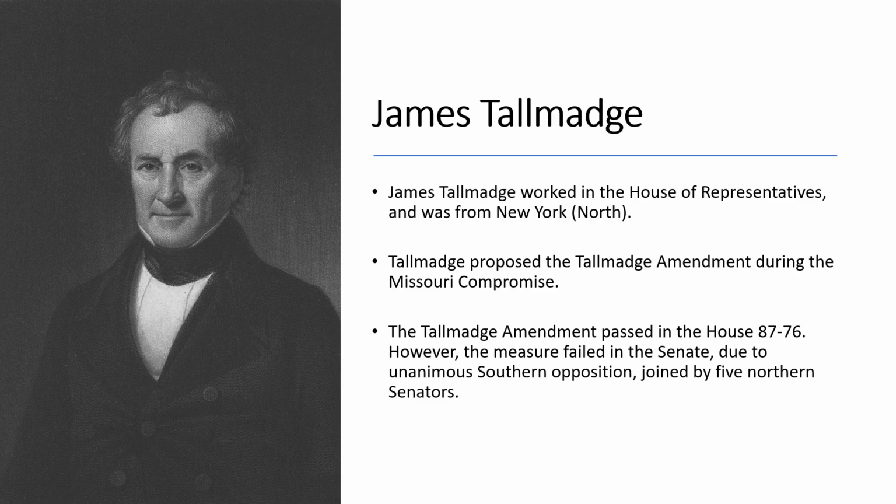So these individuals are going to be put into a rough chronological order in terms of where they first appear in the course. We're going to start with James Tallmadge. He worked in the House of Representatives. He's from New York, which is a northern state that has pro-Southern sympathies. He's famous for proposing the Tallmadge Amendment, named after him, during the Missouri Compromise. This amendment will ultimately pass in the House of Representatives where there is a Northern majority, but fail to pass in the Senate because you've got the Southerners who vote against it, but also 5 Northern senators.